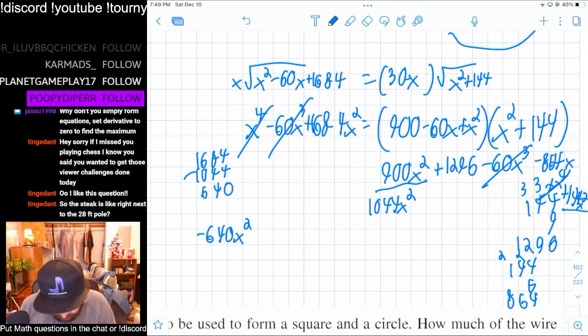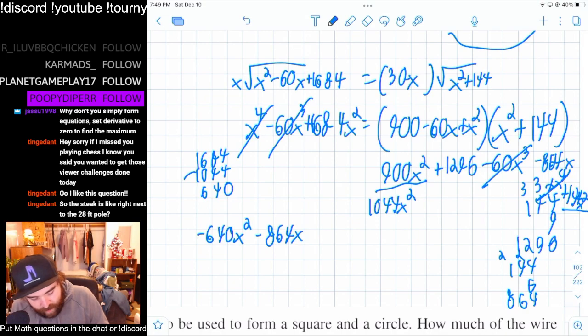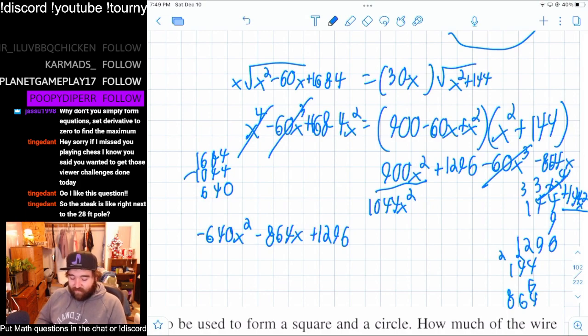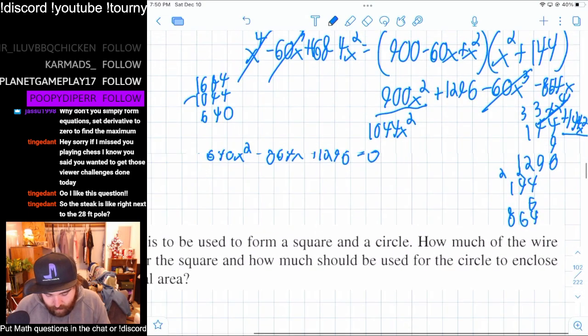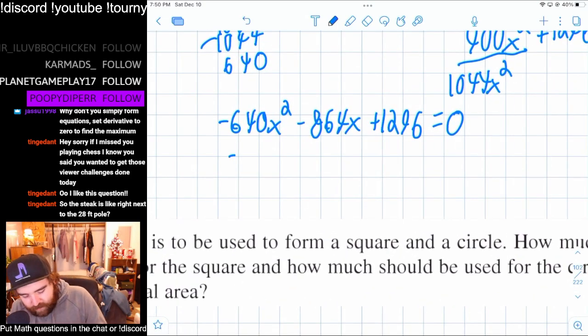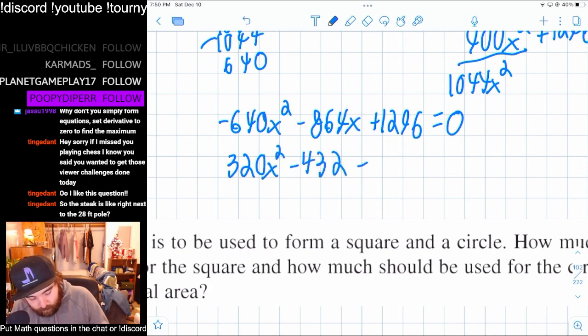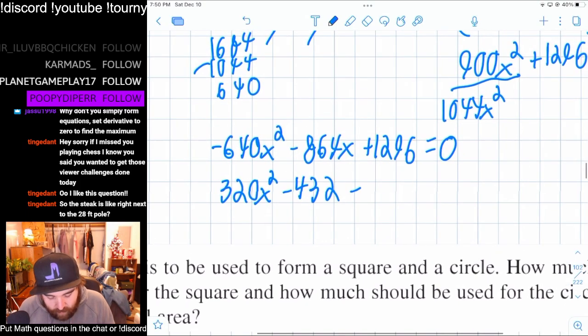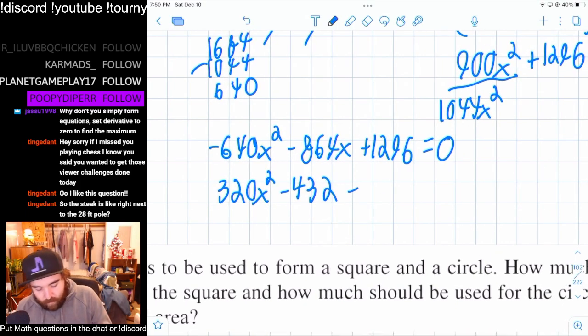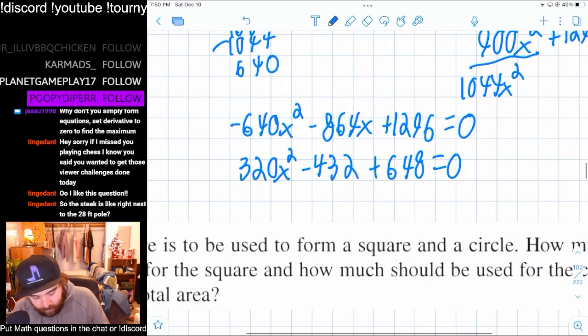So then it's just combining like terms over here. I already combined the x squared, so it's not even combining like terms. It's just what we have. Negative 864x plus 1296. That's awful. Equals 0. I mean, I can divide by 2 as much as I can. I'll divide by a negative 2 first. 696 divided by 2 is 48. So that's 648, but it's plus now. I can divide by 2 again.